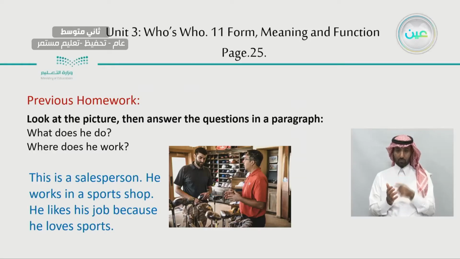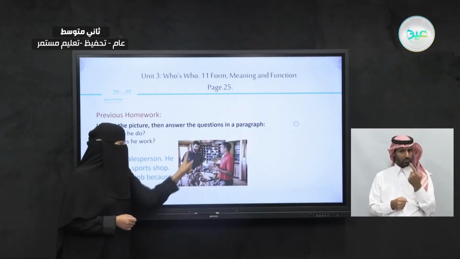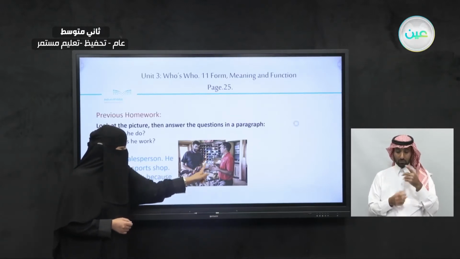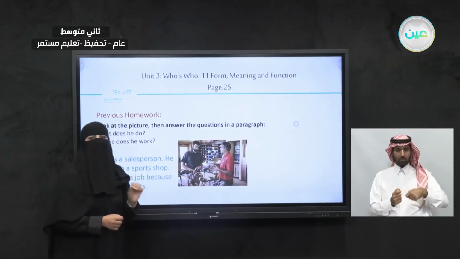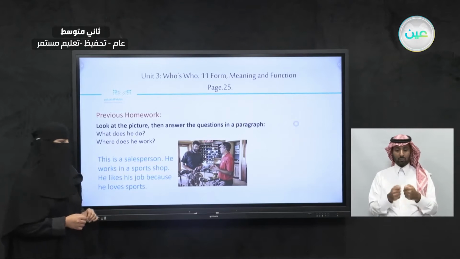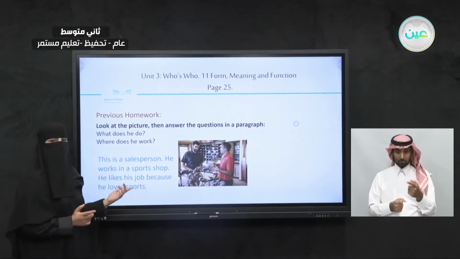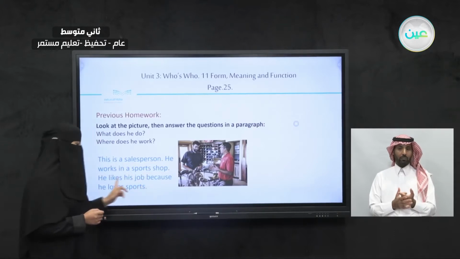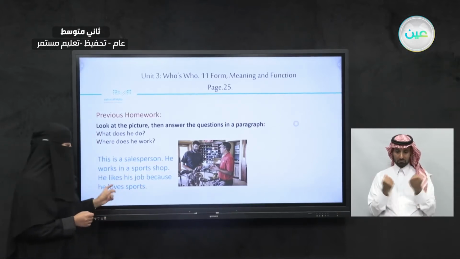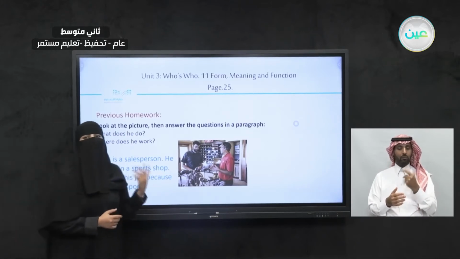This is a salesperson. He works in a sports shop. He likes his job because he loves sports. Now, let's take a look. The occupation of this person is a salesperson. But for the second question, where does he work? Look at the things around him. Do you see these balls and hats, sport things? He works in a sports shop. He likes his job. Why? What is the reason? Because he loves sports. We use the word because to give a reason.